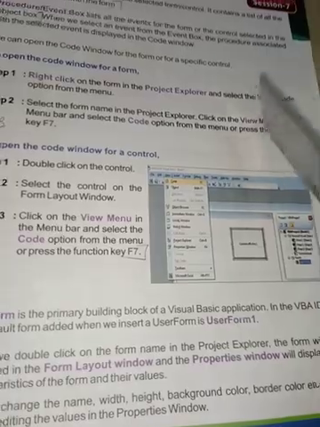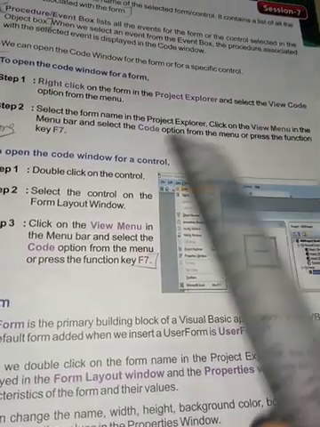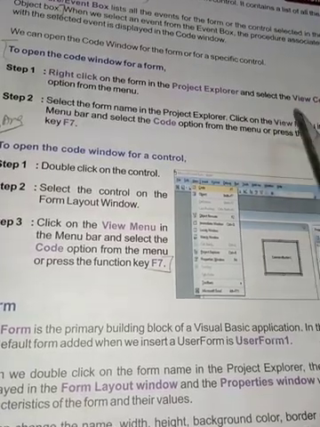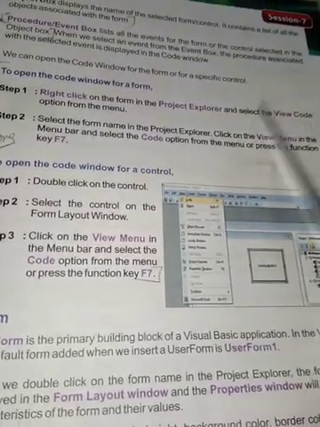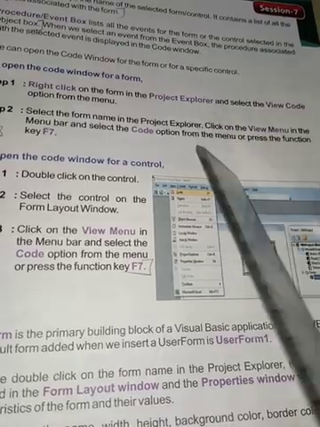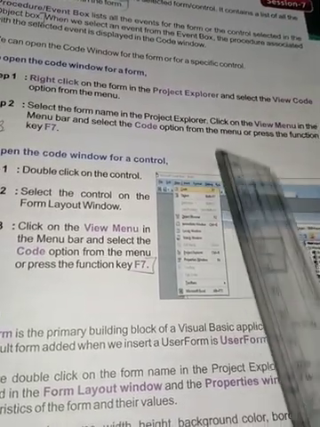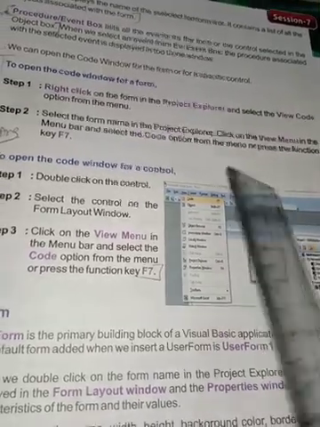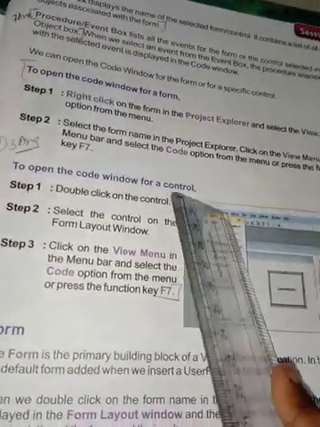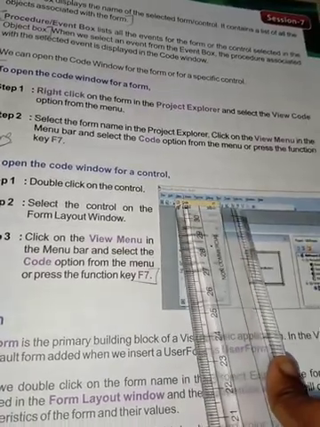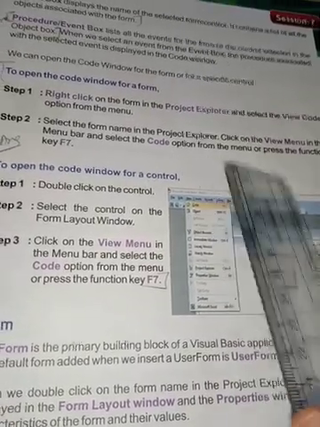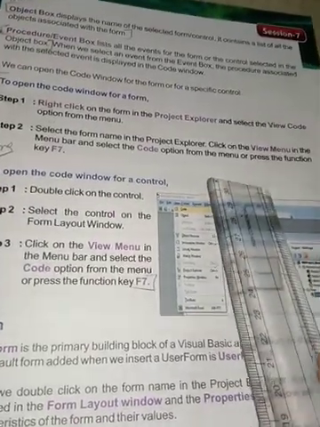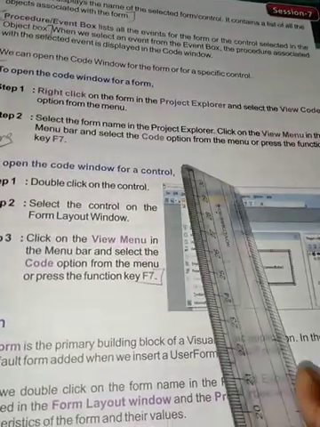Click on the View menu from the menu bar. First, select the form name which you want, like class 9 is the form name. Select it and click on the View menu in the menu bar and select the code option in the menu. You will have one more sub menu. In that, select the code option. You can select the code option, or when you select the View menu, you can directly press F7 on your keyboard.